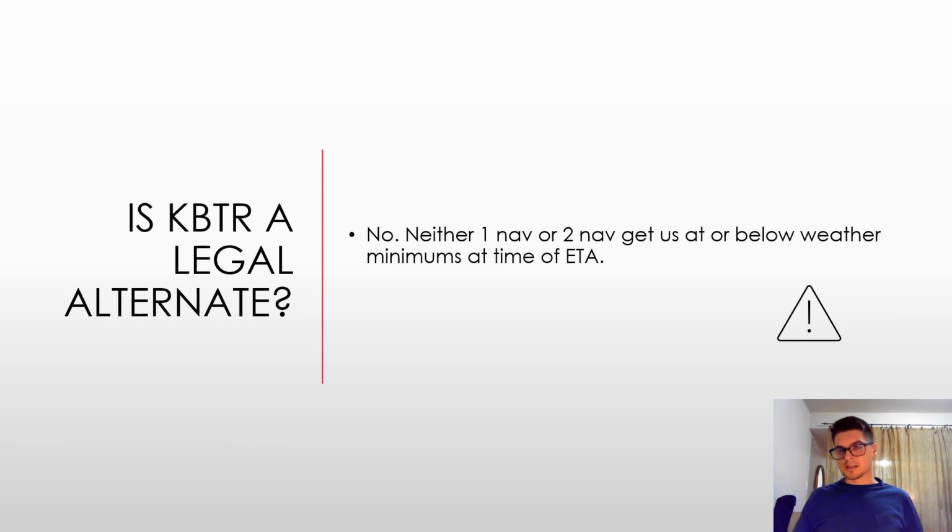This leads us to our question of, is it even legal to have Baton Rouge as an alternate? So the answer is no, because neither the 1 nav nor the 2 nav will get us below the weather minimums at the time of our ETA.